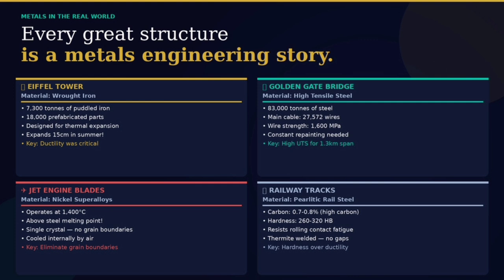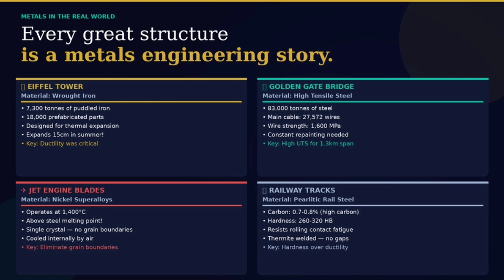Jet engine turbine blades face perhaps the most extreme conditions of any engineering component. They operate at 1400 degrees Celsius, above the melting point of ordinary steel. The solution is nickel superalloys, manufactured as single crystals with no grain boundaries at all. Grain boundaries are the weak points at high temperature, so engineers eliminated them entirely.